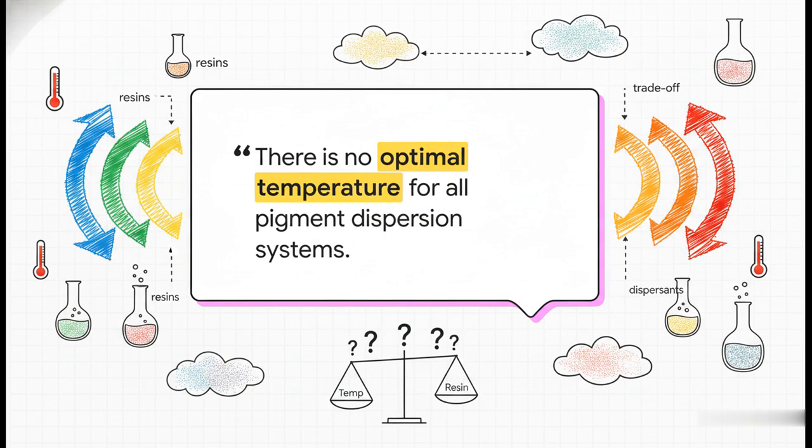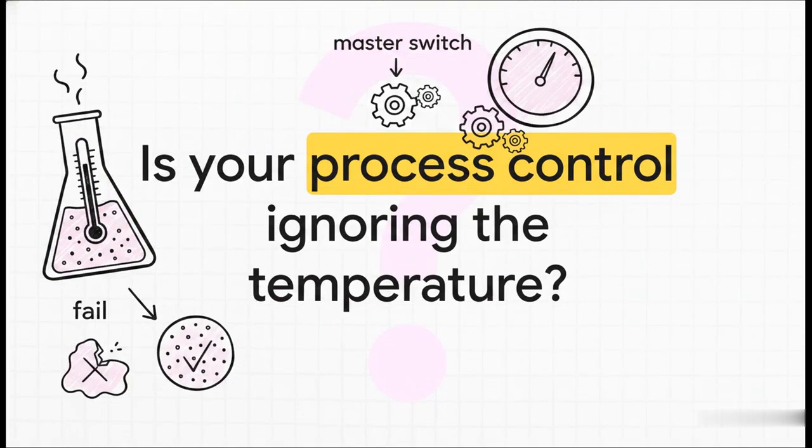And that brings us to the absolutely crucial takeaway of this explainer. There is no universal magic number for temperature, period. You cannot just set your chiller to 35 degrees and assume you're perfectly optimized. Temperature is a living, dynamic balance that is highly specific to your exact formula, your resins, and your dispersants. Finding that optimal zone means you have to map out these thermal trade-offs for every single unique product line on your floor. So, I want to leave you with this to think about.